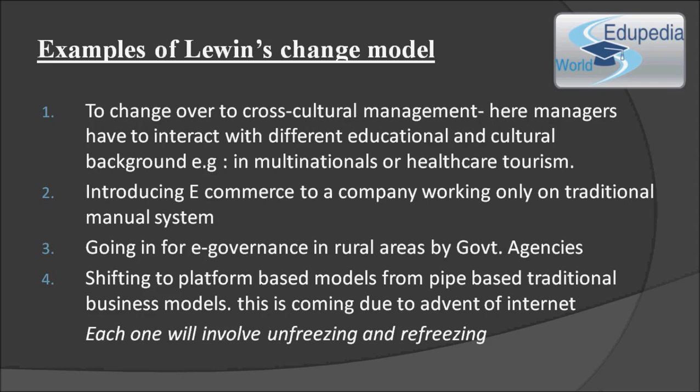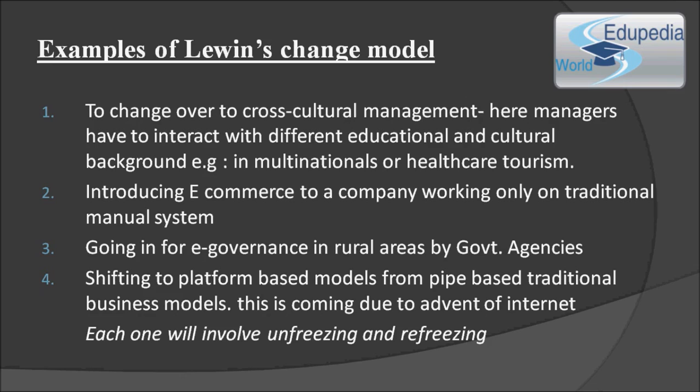Third example is going in for e-governance in rural areas by the government agencies. Government agencies are bringing e-governance into Digital India. Our government departments are facing a huge problem in making a change like that. Then the fourth is the shift to platform-based models from pipe-based traditional business models. This is all coming up because of the advent of the internet.